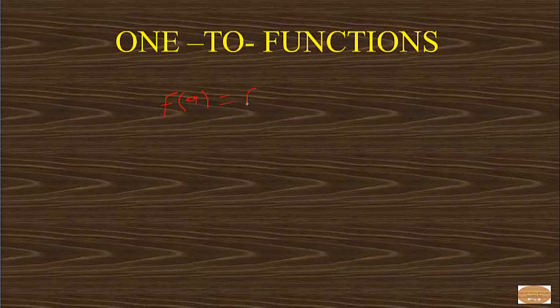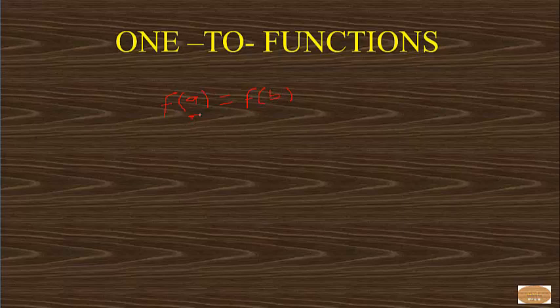Now one-to-one function. For a function to be one-to-one, if f of a is equal to f of b, then we say a equals b. So we call this one a one-to-one function. So let's solve examples.